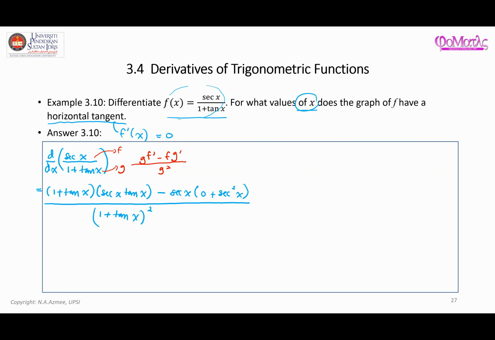Okay, next what we can do is perhaps we can take down the brackets. So we're going to multiply the terms respectively, and here you will have 1 multiplied with secant x tangent x. You will get the same term, which is secant x tangent x. Now plus, secant x multiplied with this term. You will get secant of x tangent squared x, and this is going to be simplified and it's going to look as such, over 1 plus tangent x squared.